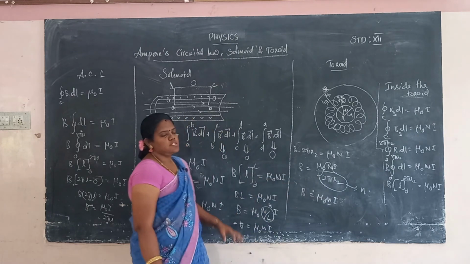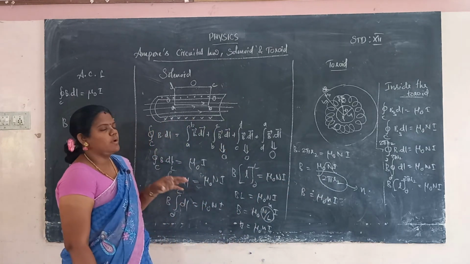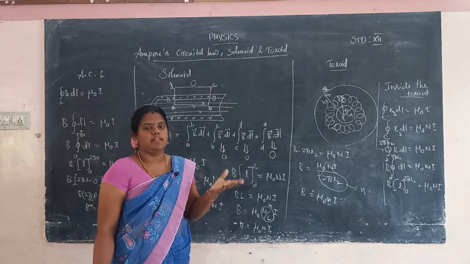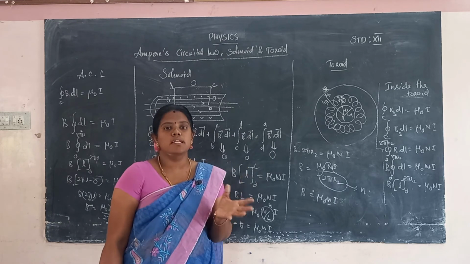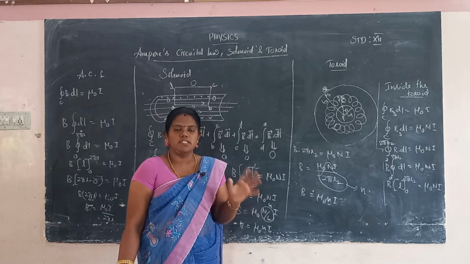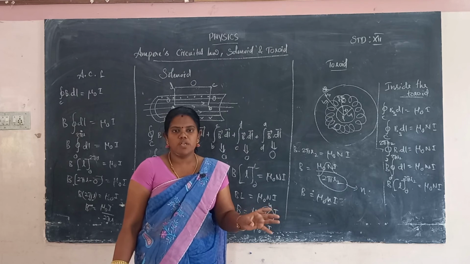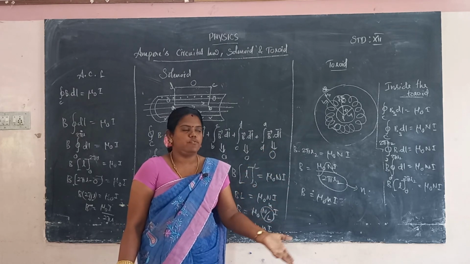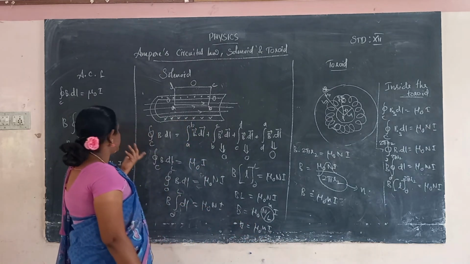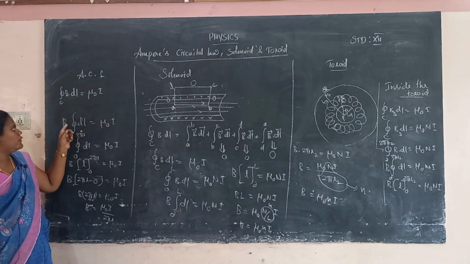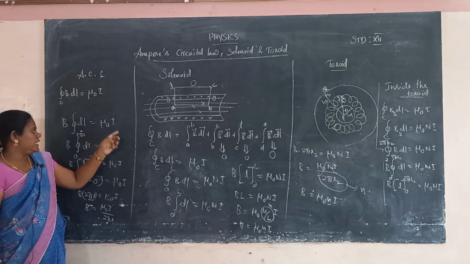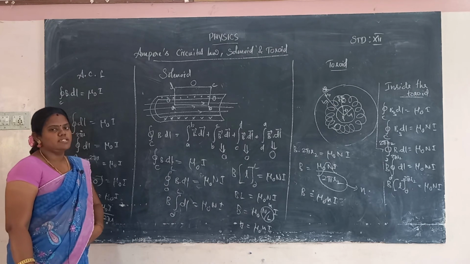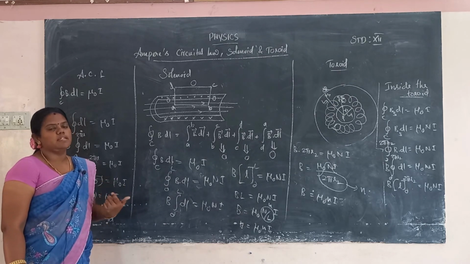So 3 topics I explained in this session: Ampere circuital law, solenoid and toroid. Ampere circuital law is used when considering space symmetry. Whenever a symmetry problem is there in a surface, at that time Ampere circuital law is used to explain the magnetic field. Ampere circuital law is the closed integral of B dl equal to mu naught I. For a long straight conductor, you have to consider the conductor to be in a circular form.